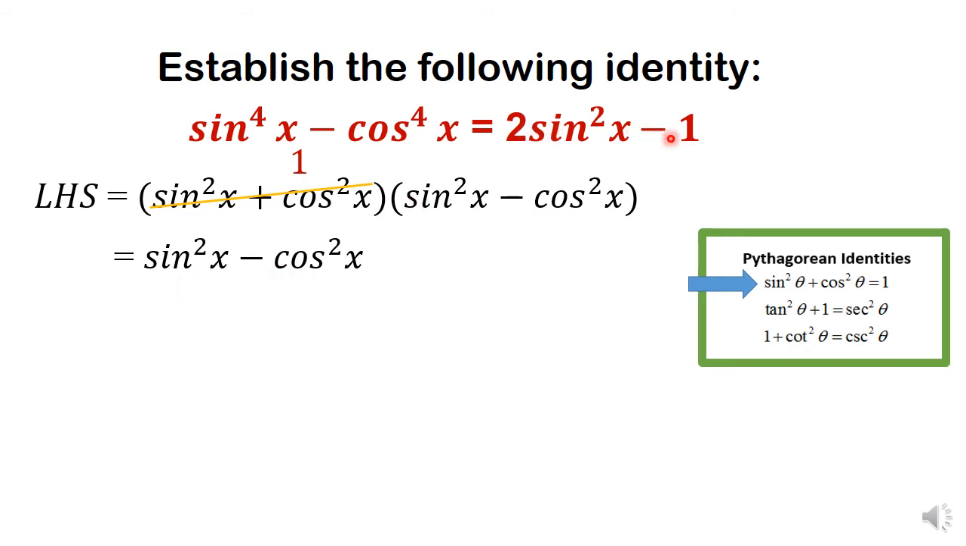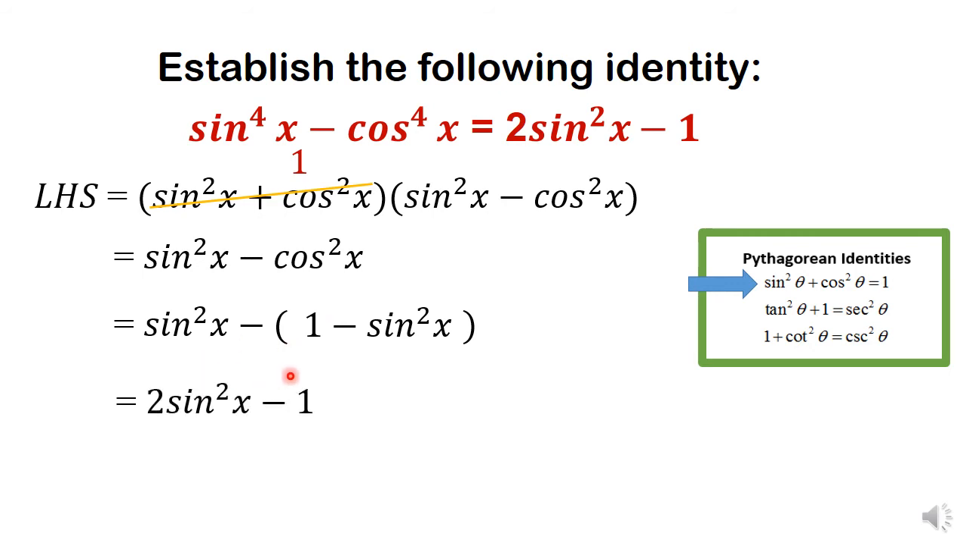Dapat walang cosine squared. So, gamitin ulit natin to. We'll be expressing cosine squared in terms of sine squared. So, it's like moving this to the other side. We write cosine squared as 1 minus sine squared. Okay? Ayun, so we can just simplify this using our algebra. That will be 2 sine squared x minus 1, which is exactly our right-hand side. And we're done.